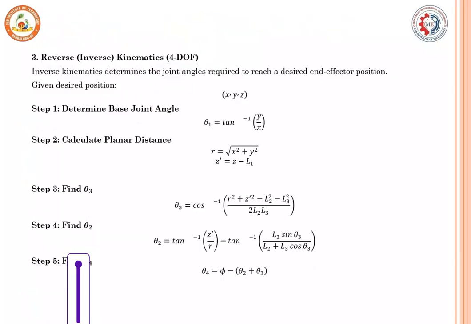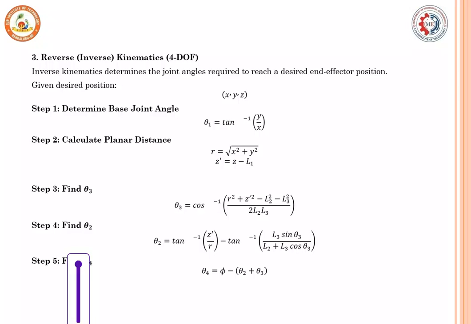If it is inverse kinematics, here theta 1 is calculated by tan inverse of y by x. The desired position you have to compute is x, y, z. Here we calculate the planar distance r equal to root of x square plus y square. Z dash is equal to z minus L1. To find the orientation, theta 3 is cos inverse of r square plus z dash square minus L2 square minus L3 square, divided by 2 times L2 into L3.